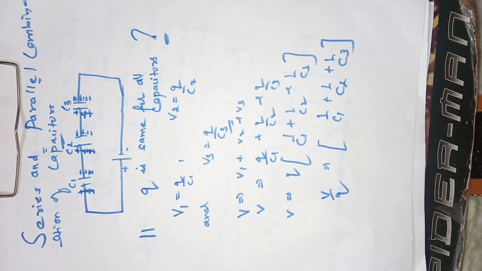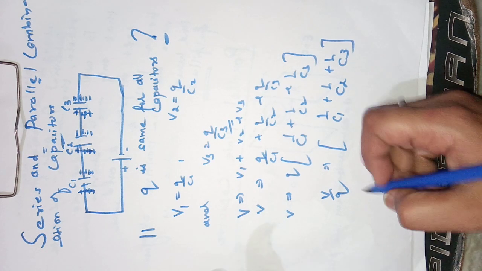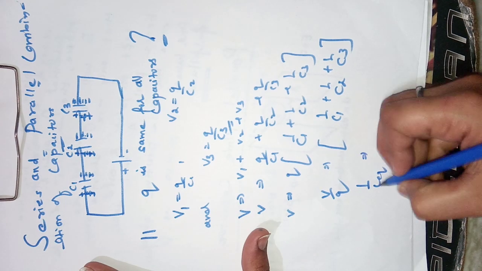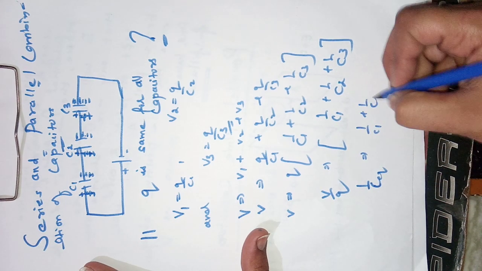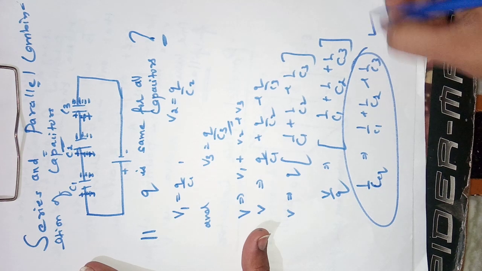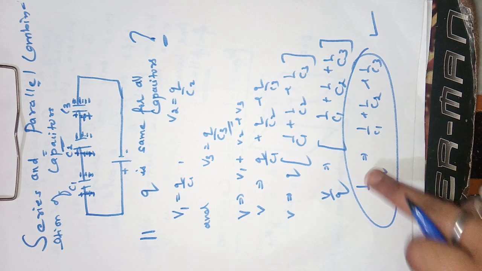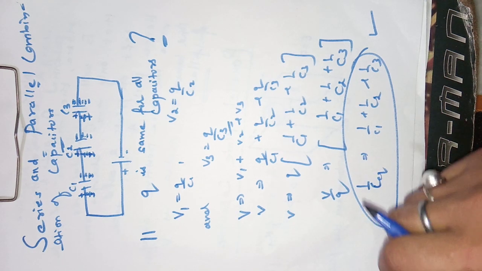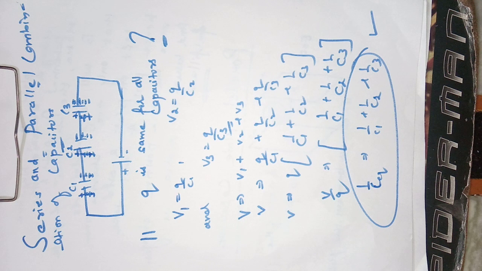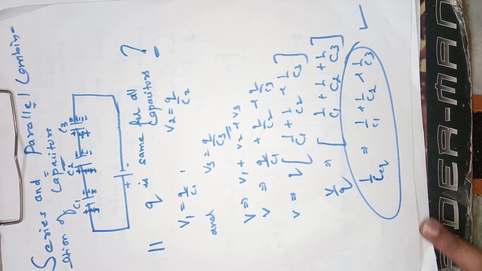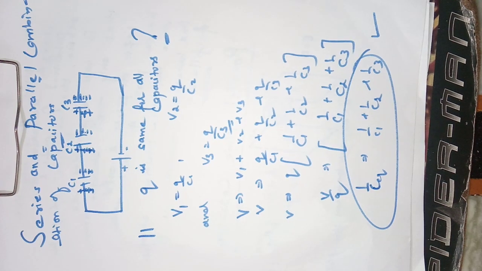again V by Q is nothing but the total capacitance, or the equivalent capacitance: 1 by C equivalent is equal to 1 by C1 plus 1 by C2 plus 1 by C3. In this way, in the series combination, the net capacitance is given by this particular formula. In your exam, suppose you are given the three capacitances and you need to calculate the total capacitance, then you can evaluate that question simply by yourself.